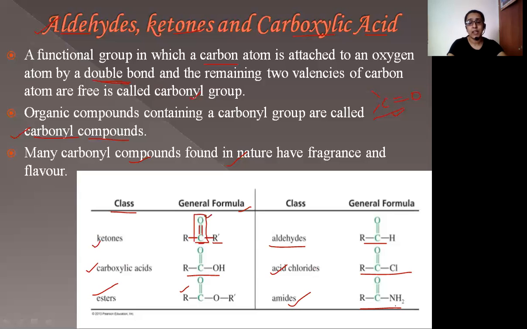So you can see here all the classes contain the carbonyl group, C double bond O group, and these two valencies are free to bond with any other group. Mainly, firstly, we will focus on aldehyde and ketones, and then we will study carboxylic acid. In this unit, we will consider aldehyde, ketone, and carboxylic acid. We are not going to consider ester, amides, and acid chloride. That is just for the information.